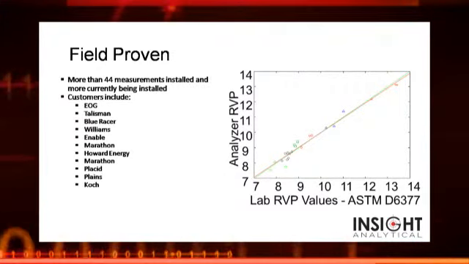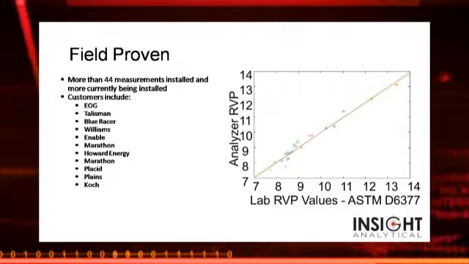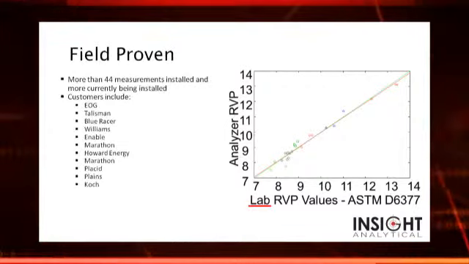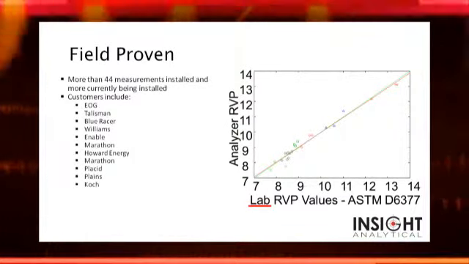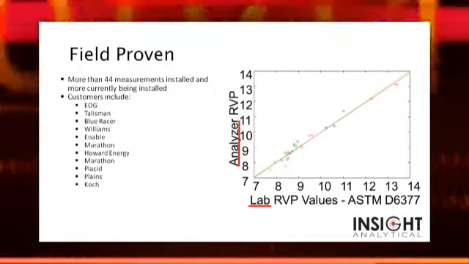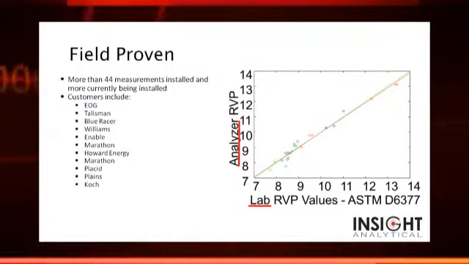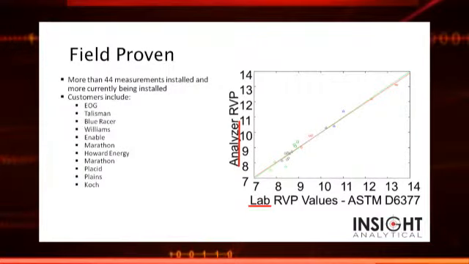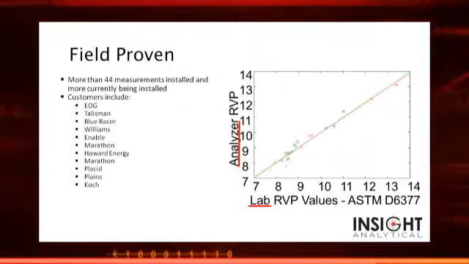So the graph on the left-hand side of that display is a correlation between lab RVP values that were done to 6377 and analyzer results on the y-axis. So this side's the analyzer. And you can see that we get this great straight line fit, a little bit of scatter around the line. We're typically better than plus or minus a half a pound compared to the lab results. And so this gives the facility confidence that they can now do blending and hit a required RVP number.